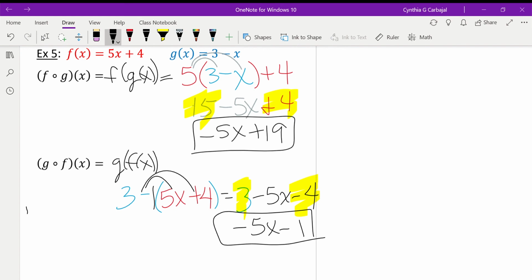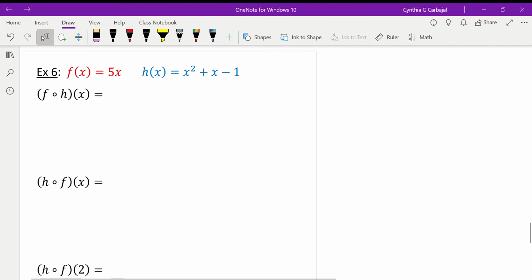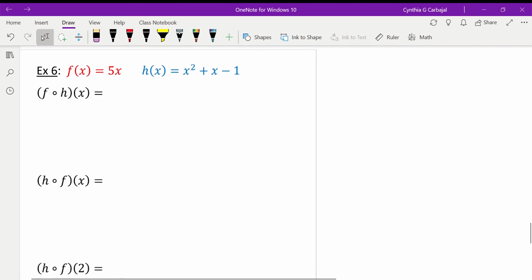Alright, hopefully this is starting to make more sense. I think this is our last example. Alright, we're going to start with the f function. We're going to substitute in the h function in place of the x for the f function. So f function is 5. And I'm going to leave a lot of space because h is very long.